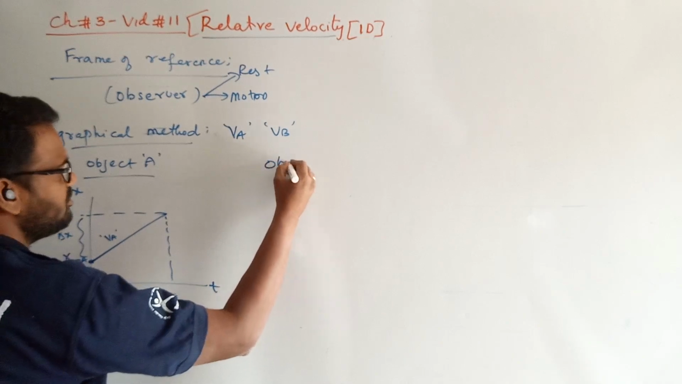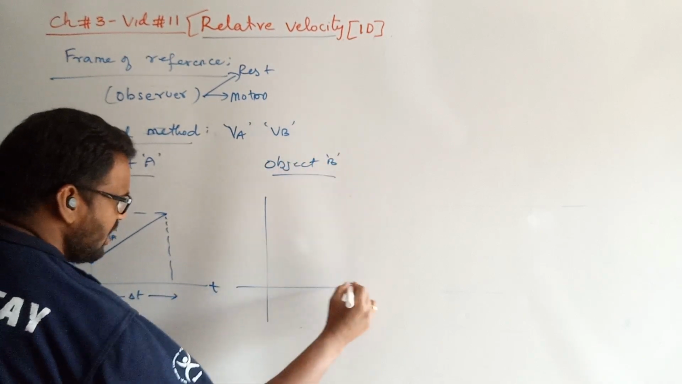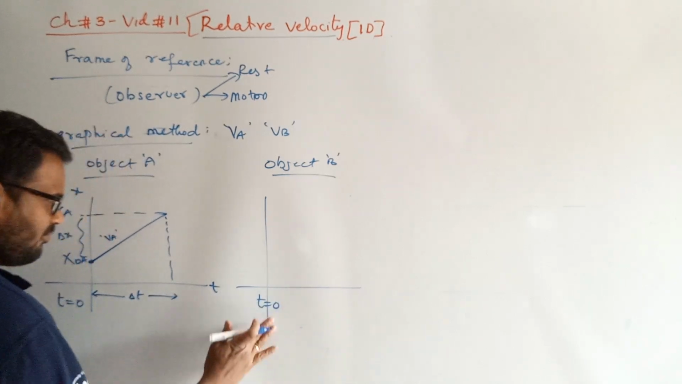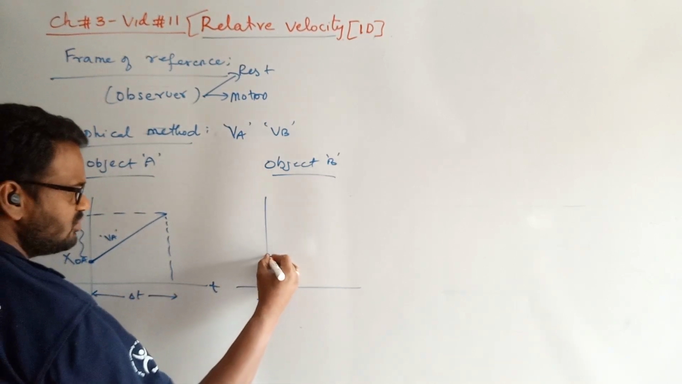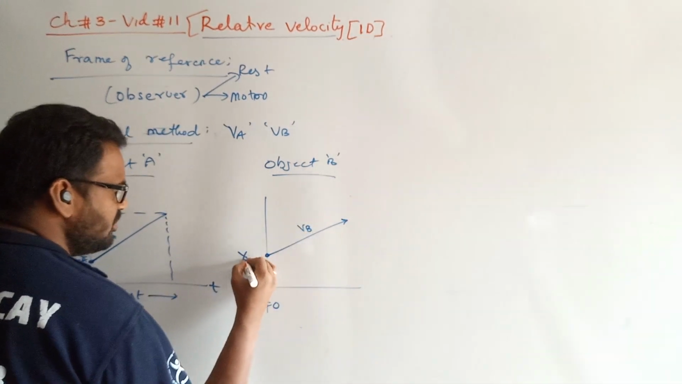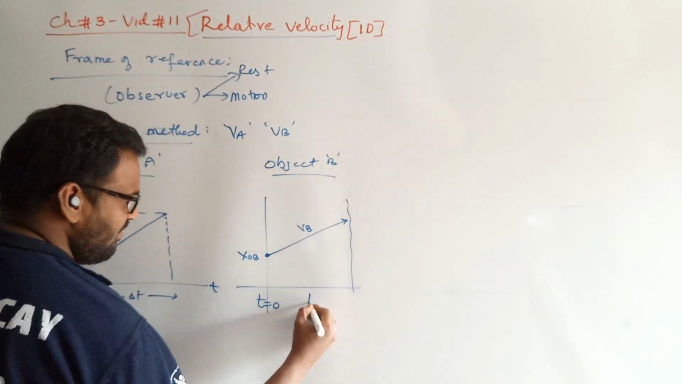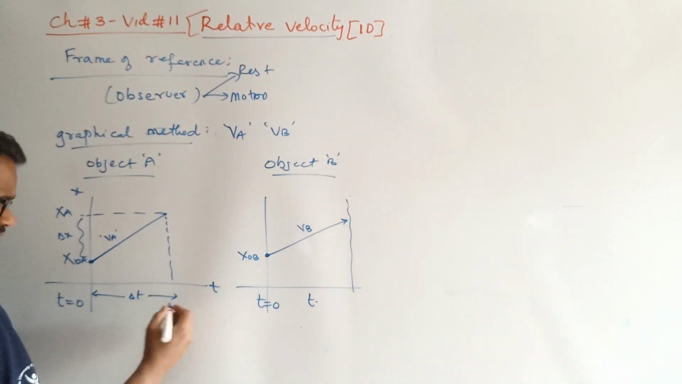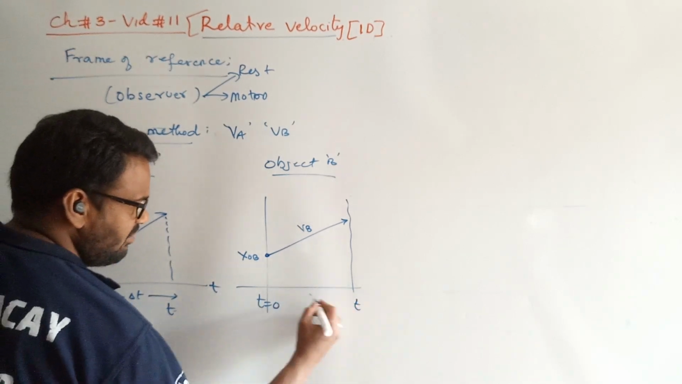Now let us write for object B. Two objects are moving from their locations at the same time, t equals 0. One has its variation like this, and the other also has its variation taking place like this. Initial position is what? X naught B. And for how much time is it traveling? It is also traveling for the same time.